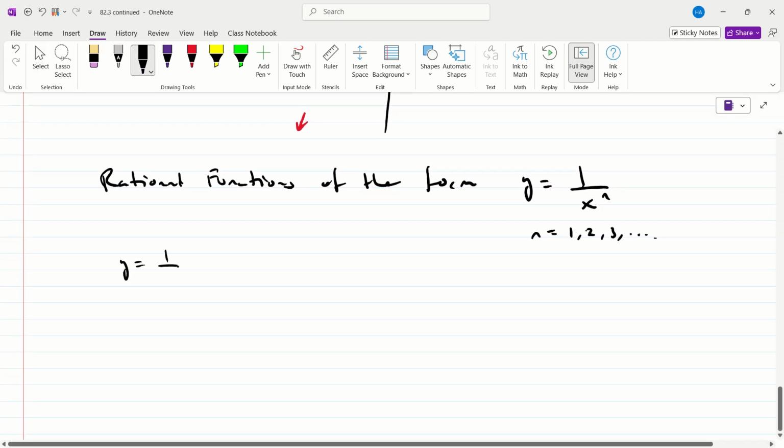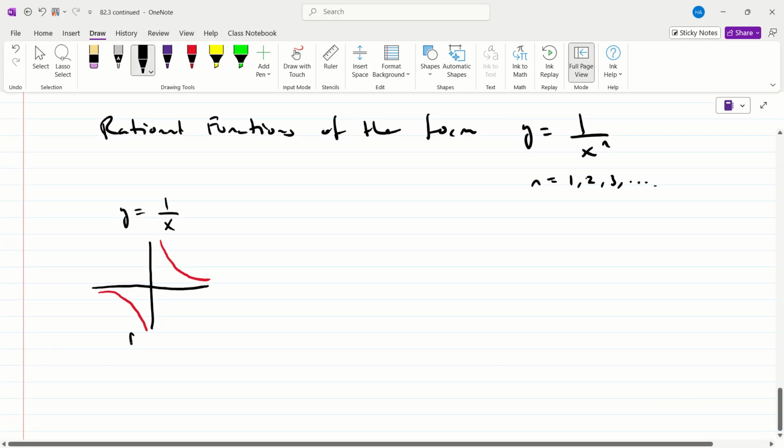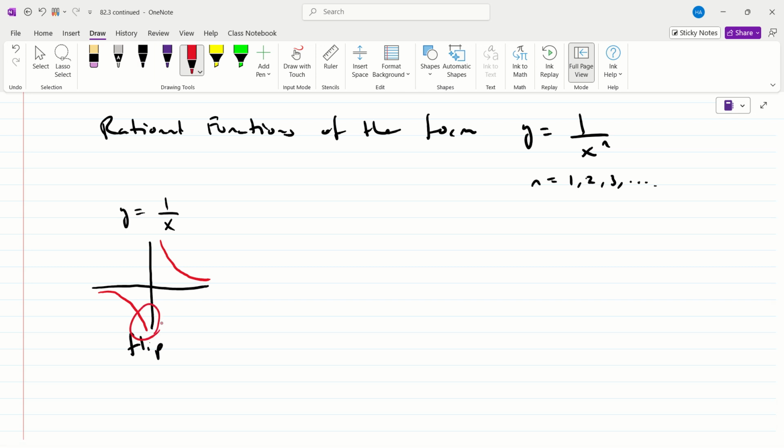So if you were to graph out 1 over x, we saw this one earlier in class. This guy looks like that. And just for reference, I call these guys the flip functions because when x equals 0, on the left-hand side, the function goes to negative infinity, and on the right-hand side, it goes to positive infinity. So it flips from negative infinity to positive infinity as you cross 0.